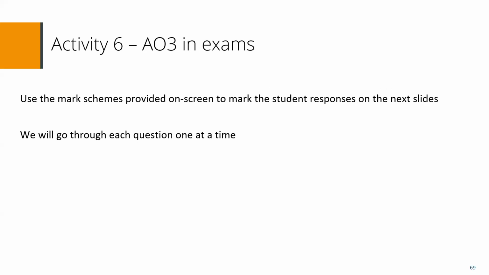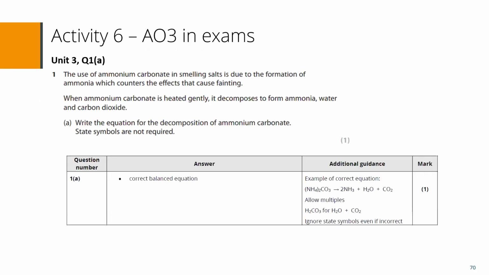Okay, so let's get on to do a little bit about marking in AO3 exams. Here's the first question that I want to look at. The use of ammonium carbonate in smelling salts is due to the formation of ammonia, which counters the effect of causing fainting. Ammonium carbonate is gently heated. It decomposes to form ammonia, water, and carbon dioxide. Write an equation. And there's the equation there.